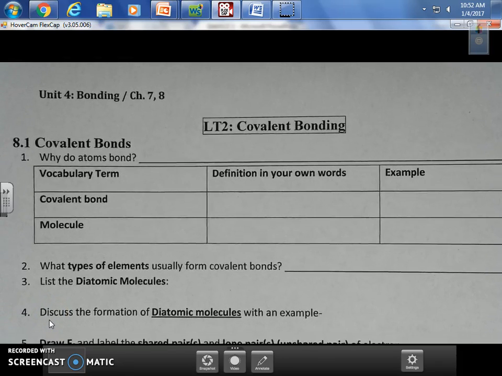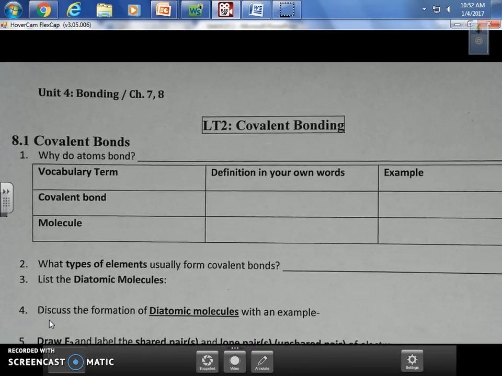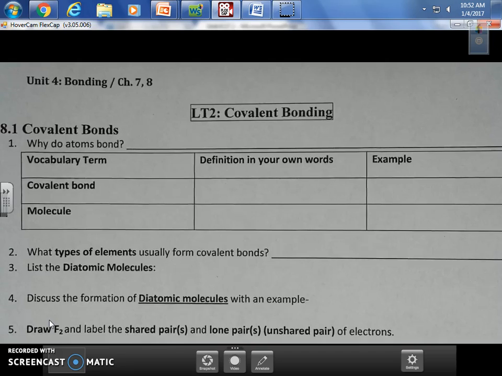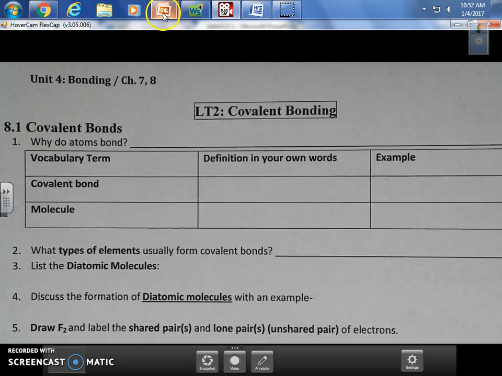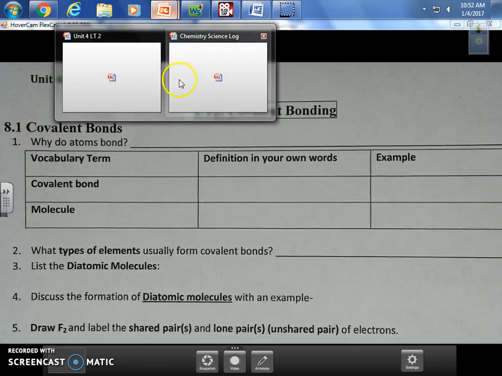Alright, I'm going to start the lecture notes for LT2, covalent bonding. We are in Unit 4, which is the bonding unit. This is the notes guide if you would like to use it. Otherwise, you can just use a piece of paper. It is Chapter 8, Section 1, if you'd like to follow along in your textbook.